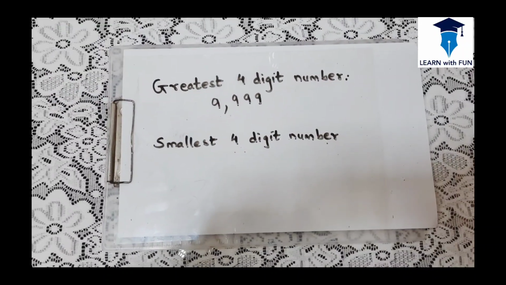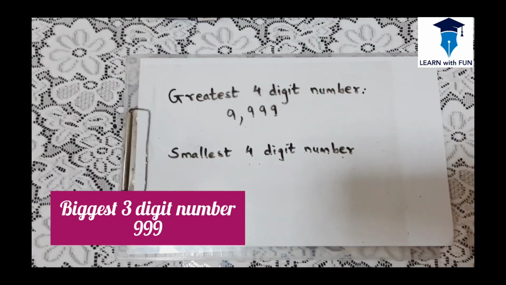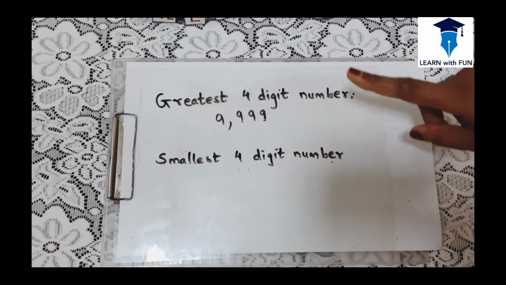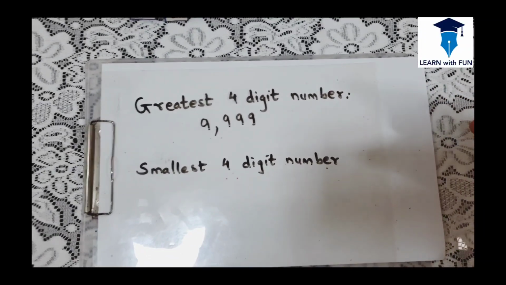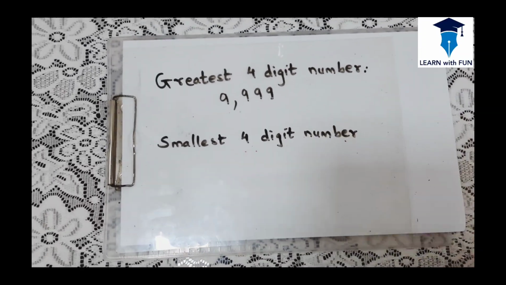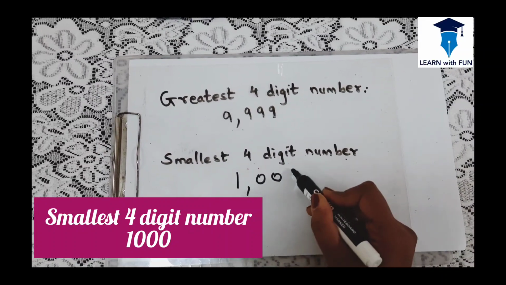Similarly, to find the smallest 4-digit number, the child will start thinking about the 3-digit numbers. The biggest 3-digit number, he can directly conclude, is 999. So after 999, which is the next number to come? Naturally, the child will know that yes, it has to be 1000. So directly the child will be able to write the answer that the smallest 4-digit number is 1000.